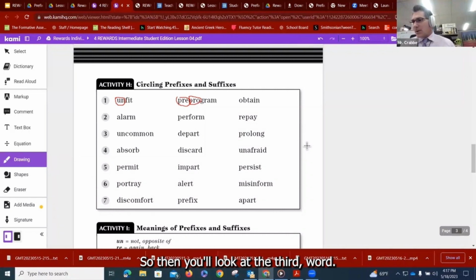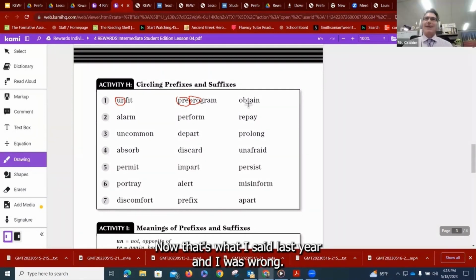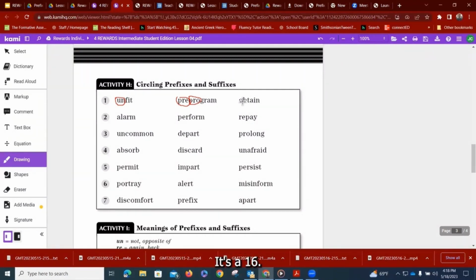So then you'll look at the third word. How many prefixes does this word have? 1. So that's what I said last year, and I was wrong. Oh, they're saying actually, obtain? Really?